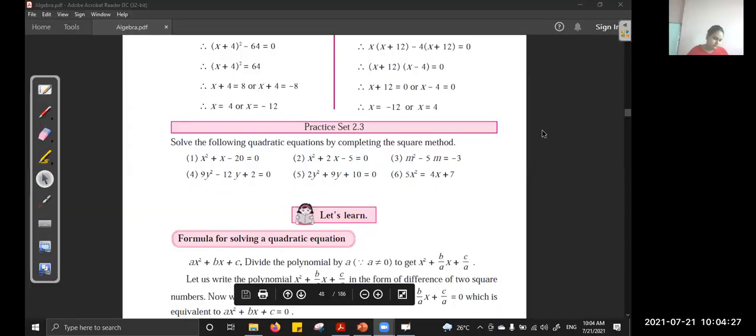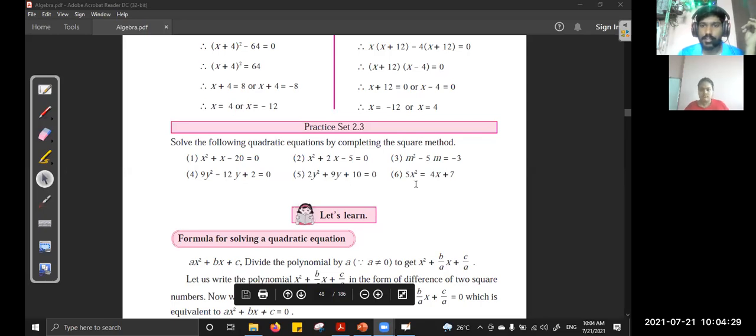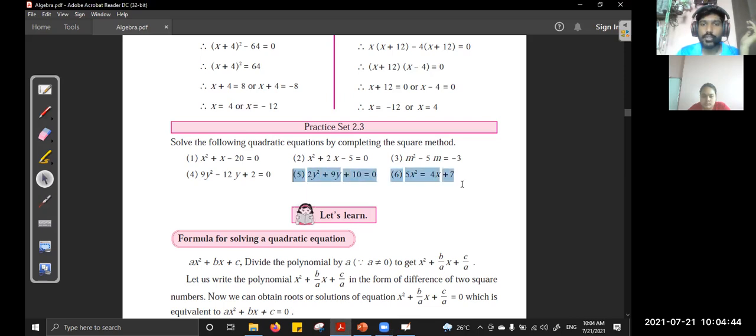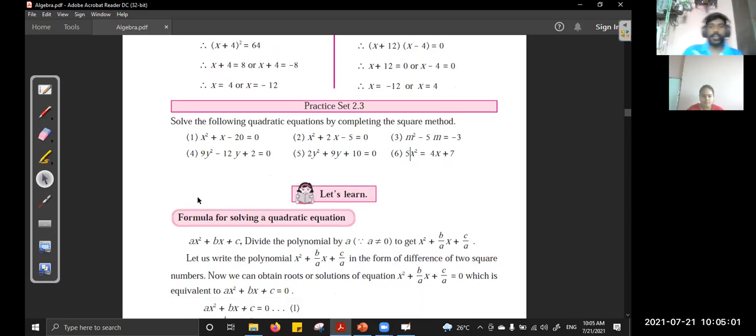So now we have two sums remaining in this exercise, fifth and sixth. They are also same like the fourth one. Will you be able to do both for homework, or do you want me to solve any one of these? No, I'll try. Okay. So fifth and sixth, both you do it for homework. They're easy. In the fifth one, you'll have to divide throughout by 2. And in the sixth one, you'll have to divide throughout by 5. And then the procedure is the same. Okay, so fifth and sixth for homework.